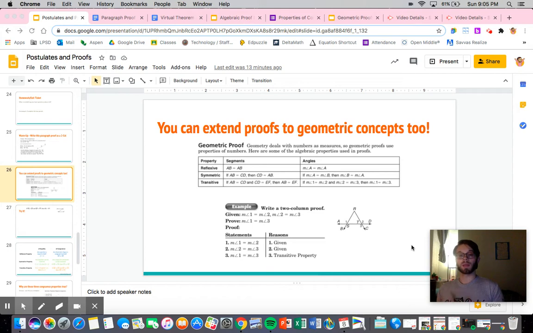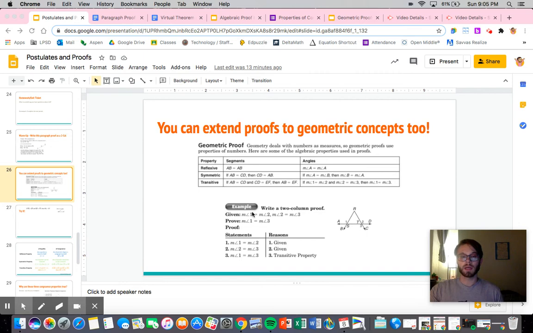So these are a little bit more akin to what we're going to be dealing with going forward. Some of the things are still the same, right? The reflexive property, the symmetric property, and the transitive property all still hold for segments and angles. So they are still valid reasons that you can use going forward.